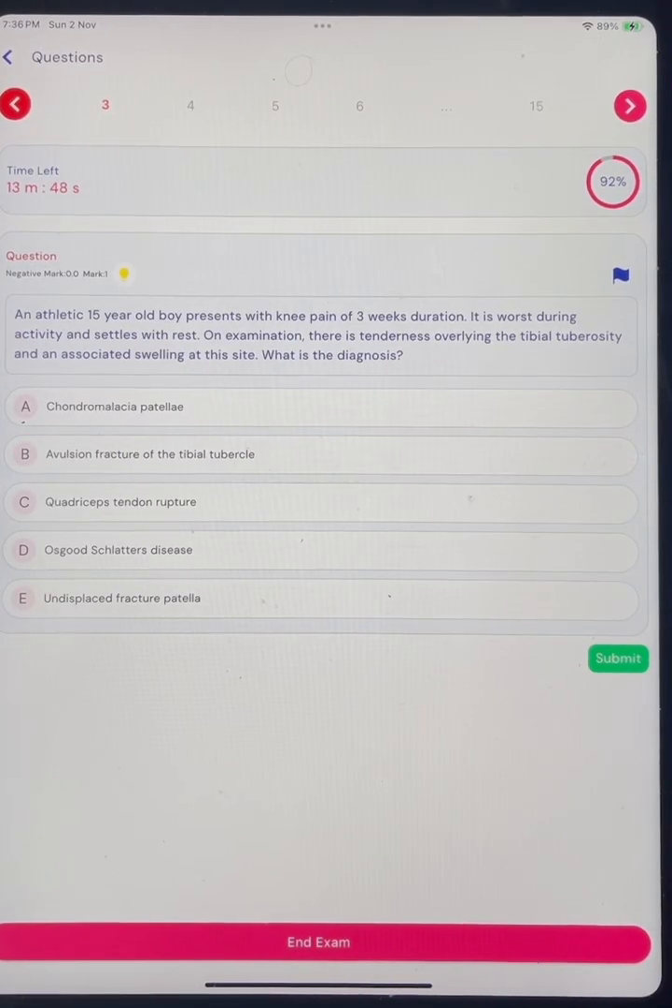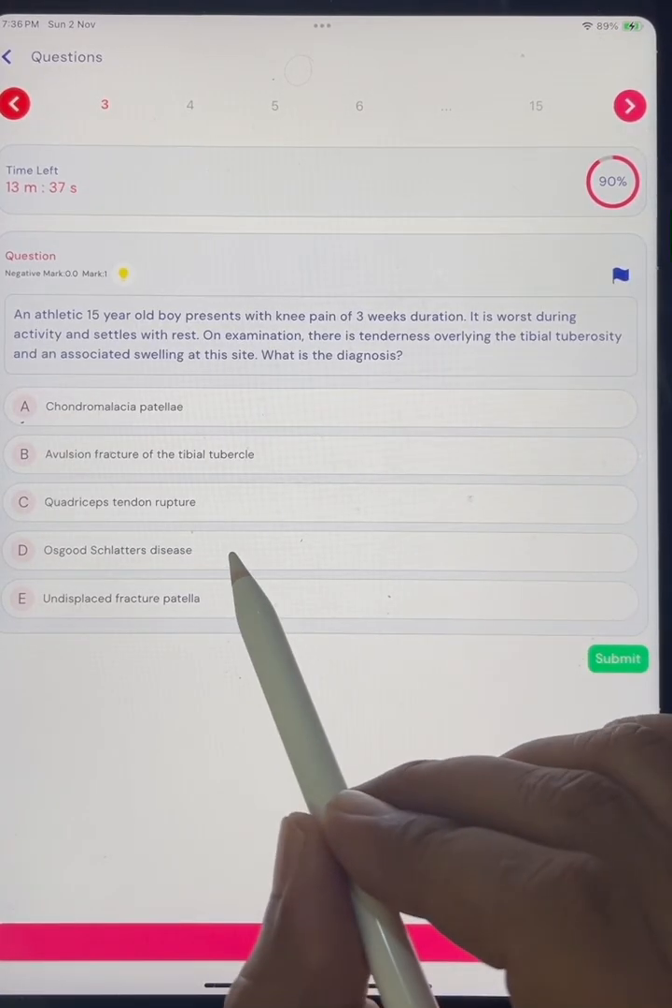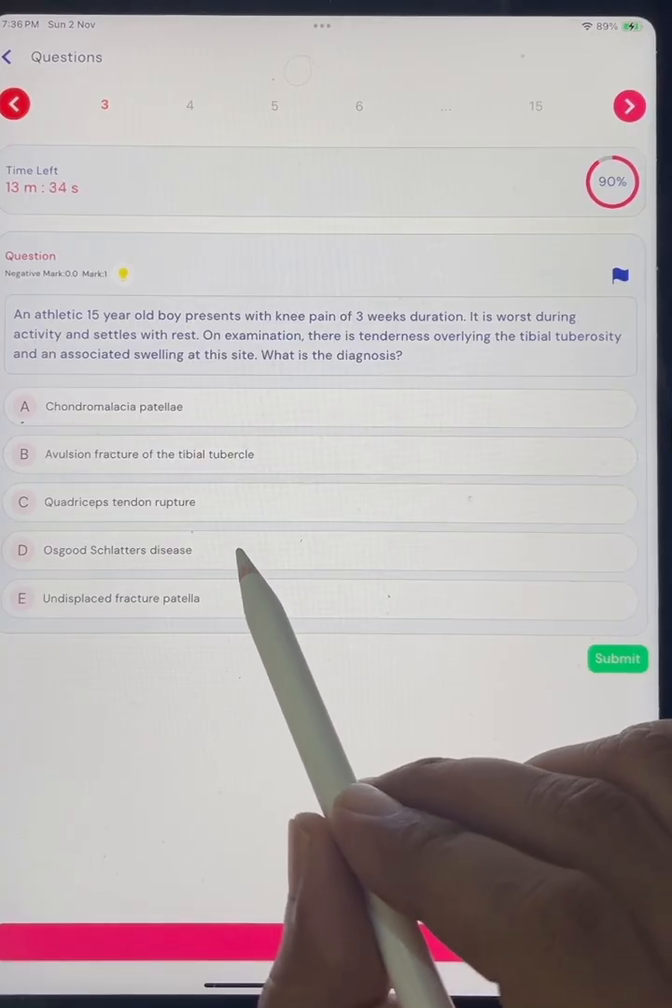Next question. An athletic 15-year-old boy presents with knee pain of 3 weeks duration. So there is knee pain 3 weeks. It is worst during activity, settles with the rest. So this is Osgood-Schlatter's disease.